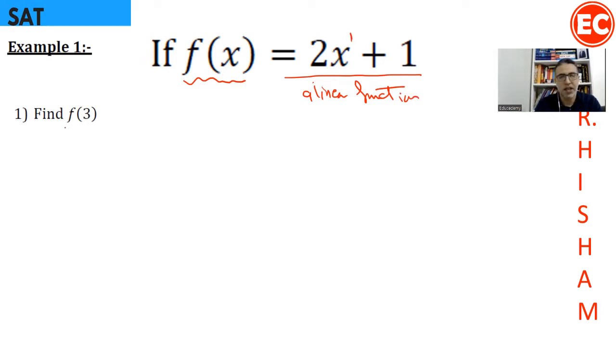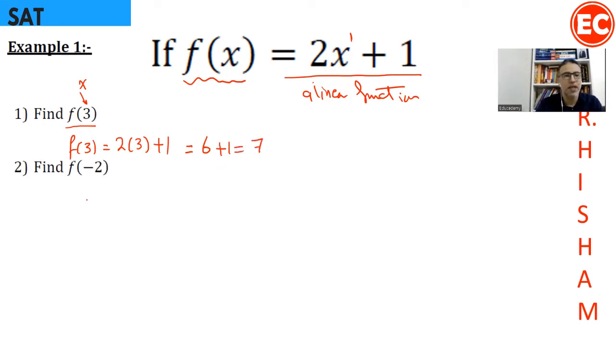First question here is to find f of 3. The meaning of f of 3 is to replace x with 3. So to replace x with 3 is going to be 2 multiplied by 3 plus 1. Notice that in this example, the function is given. It's not graphed and it's not a table. So 2 multiplied by 3 is 6, and 6 plus 1 is equal to 7.